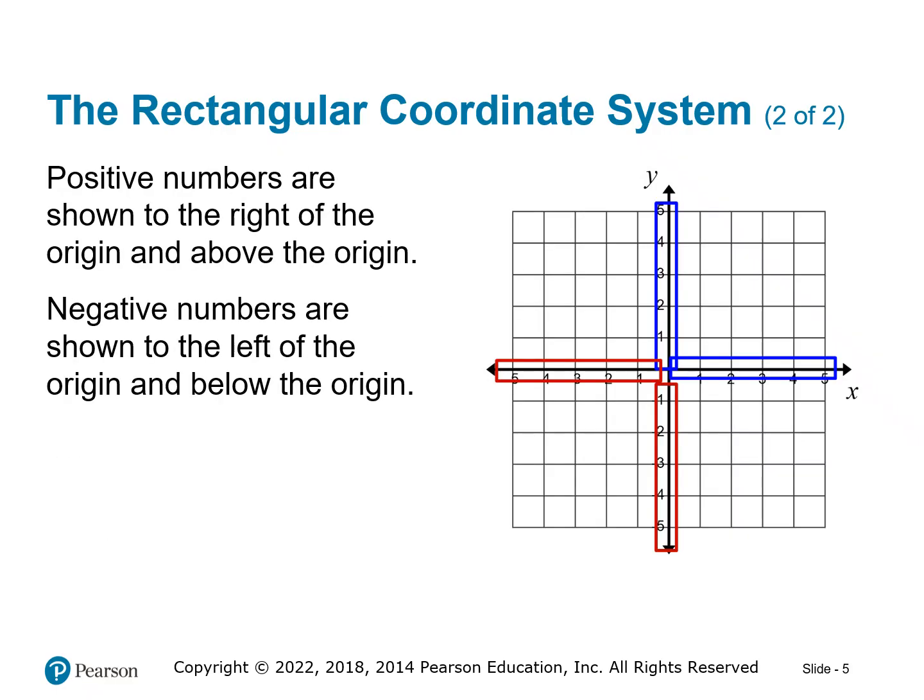The positive numbers are shown to the right of the origin and above the origin. That's where the blue is. And the negative numbers are shown to the left of the origin or below the origin, and that's the red values. So our coordinates in quadrant 1 are positive, positive; quadrant 2 are negative, positive; quadrant 3 is negative, negative; and quadrant 4 is positive, negative. Remember, this is 1, this is 2, this is 3, and this is 4.